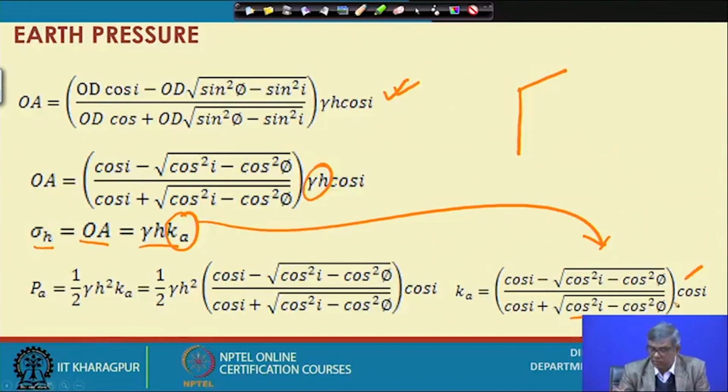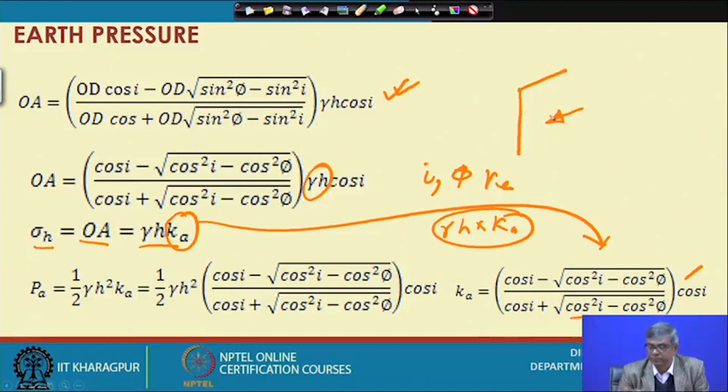So to find out the lateral pressure, what do I have to do? I need to know the slope angle i and phi, then I will get the Ka. Once you get the Ka, then I know the vertical stress gamma H. So gamma H into Ka will be there, and they will be acting parallel to this. So I have to draw a line like this. So this is the way we have to do.